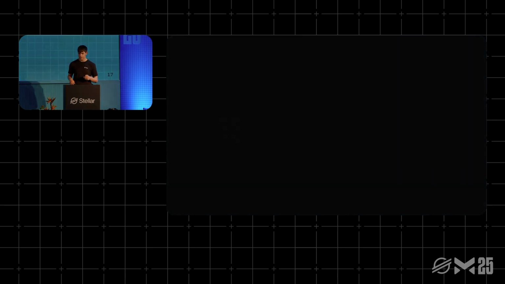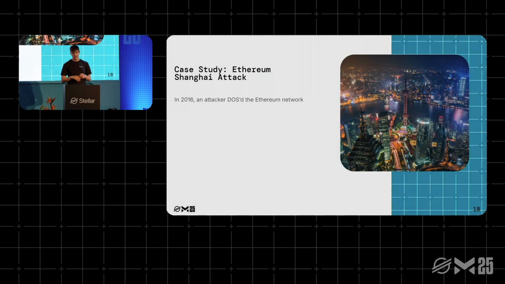All right, let's go to Shanghai. So in the 2016 Ethereum DevCon conference, there was a massive attack that took out almost the entire Ethereum network. There were a few nodes that were still able to stay alive, but about 40 to 50% of stake actually went offline during this attack.